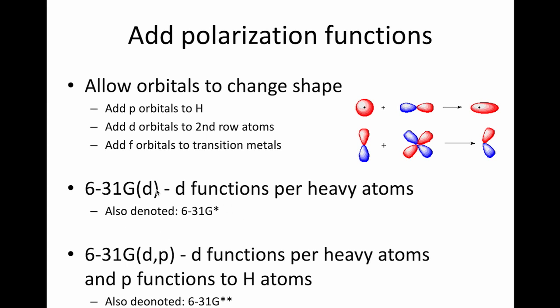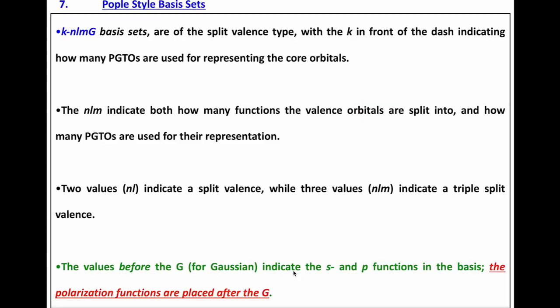Then 631G(d) means d functions for heavy atoms, or it is represented by 631G star. 631G(d,p) means d functions for heavy atoms and p functions for hydrogen atoms, or it can be represented as 631G double star.